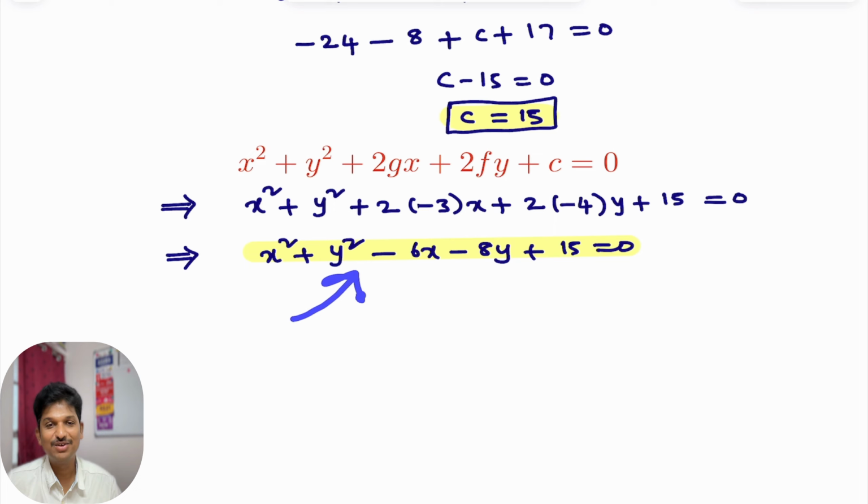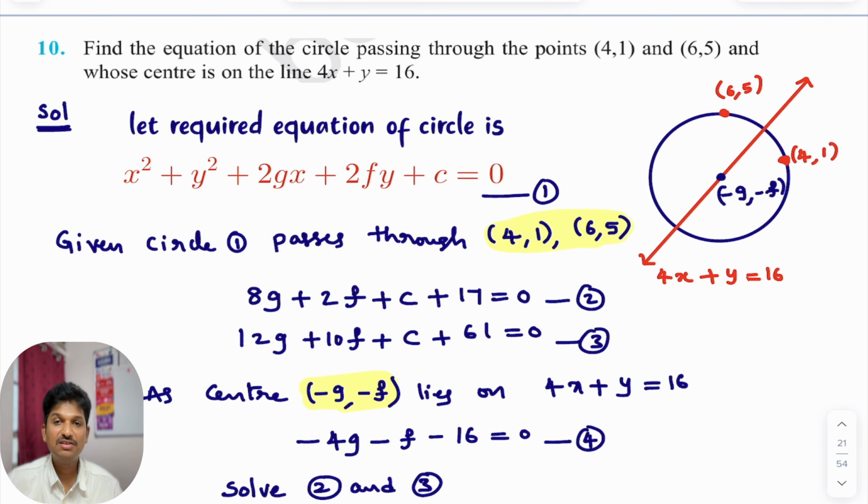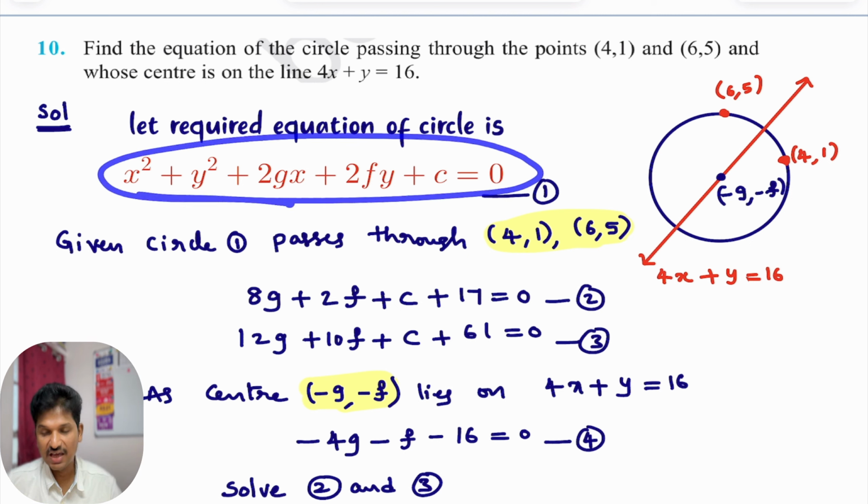Otherwise, we got the wrong answer only, right? So this is the way to find the solution of this equation. I'll quickly explain the basic method we followed. You want to find a circle equation. I took that circle equation like this.